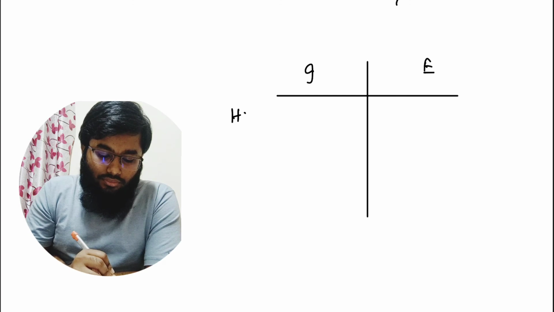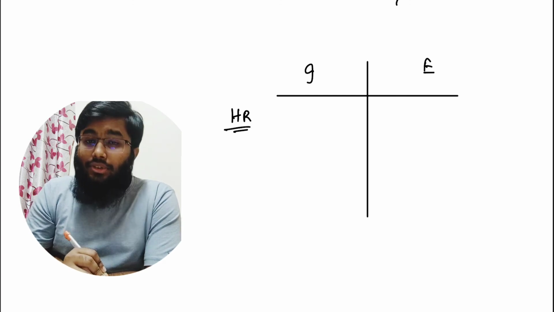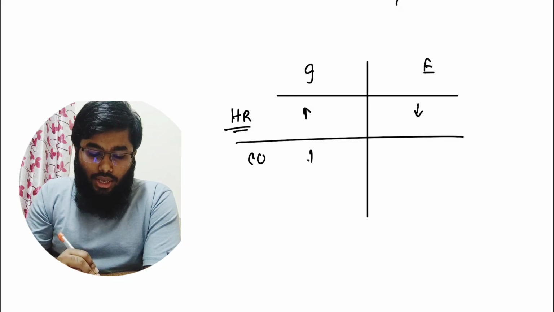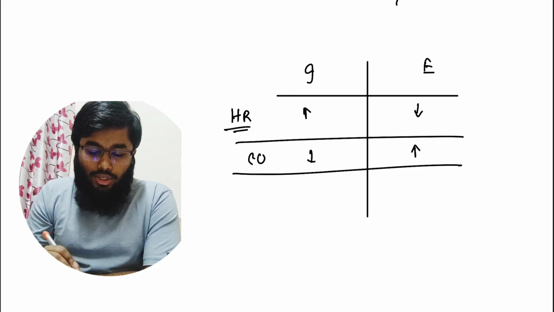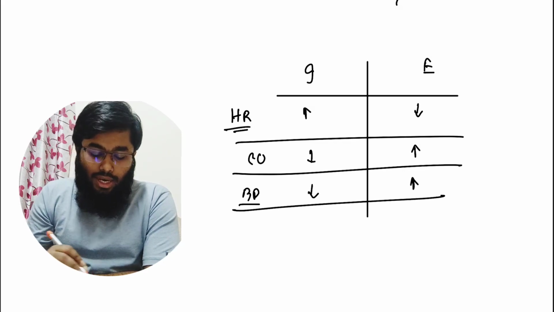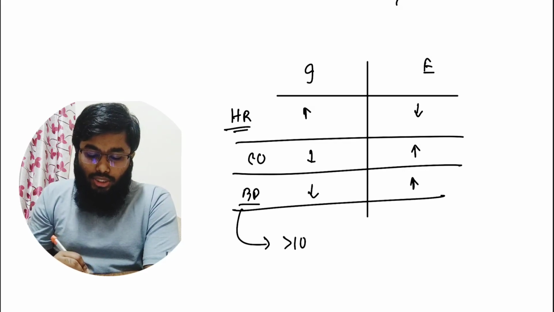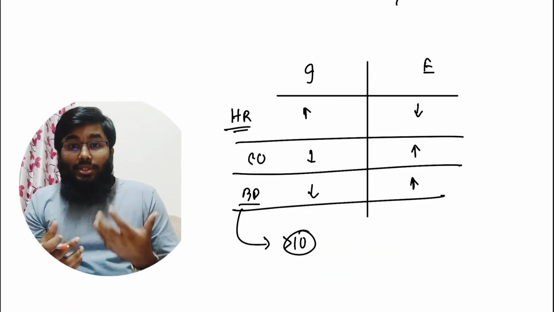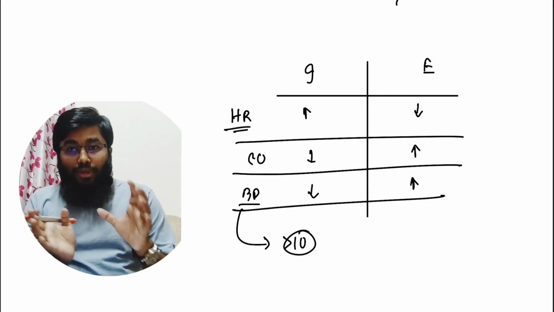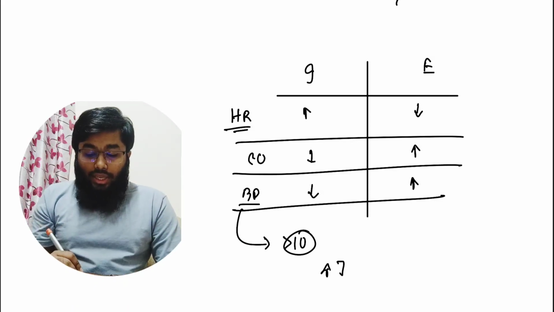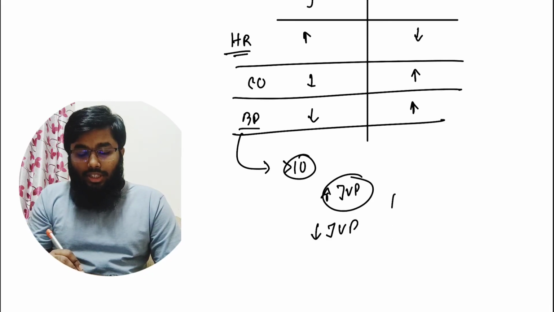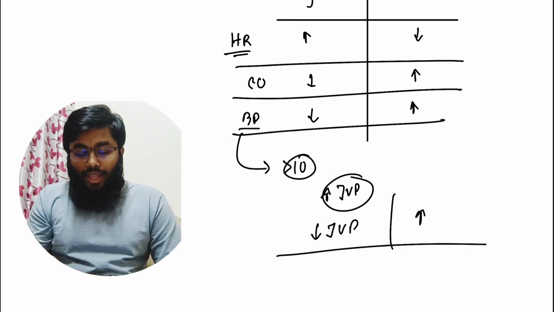Number one, heart rate: during inspiration it increases and during expiration it decreases. Cardiac output decreases in inspiration and increases in expiration. Blood pressure decreases in inspiration and increases in expiration. But when the blood pressure changes by more than 10, it is known as pulsus paradoxus. Kussmaul sign is mainly the presence of increased JVP during inspiration, but usually the JVP is decreased during inspiration and increased during expiration.